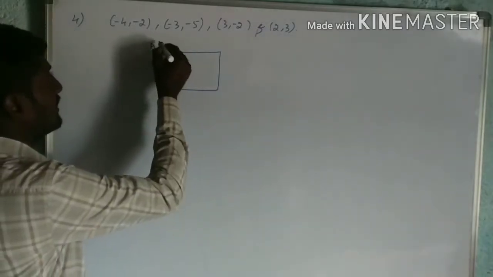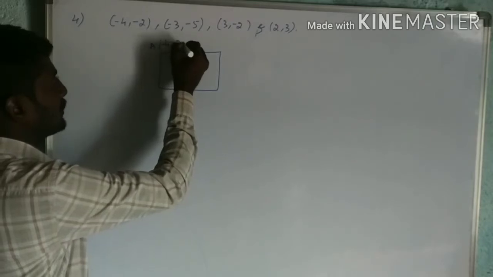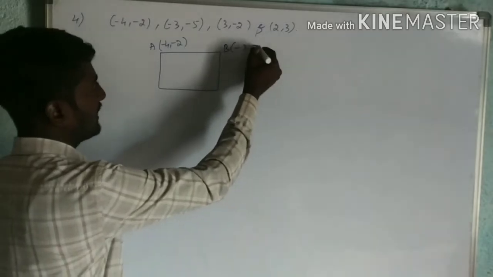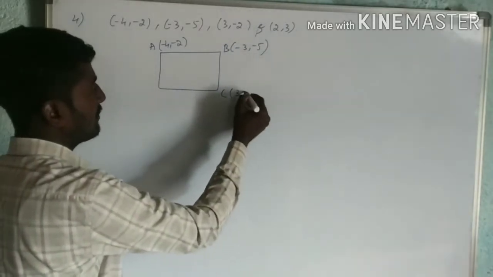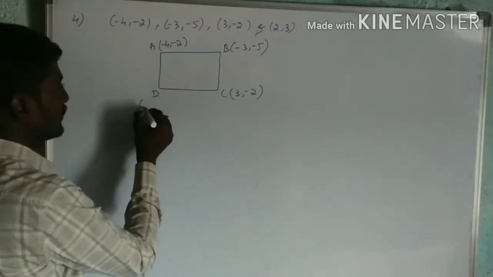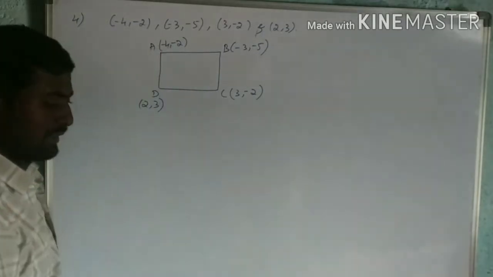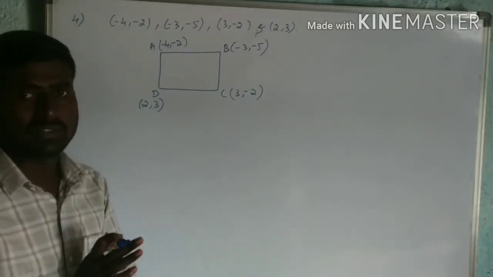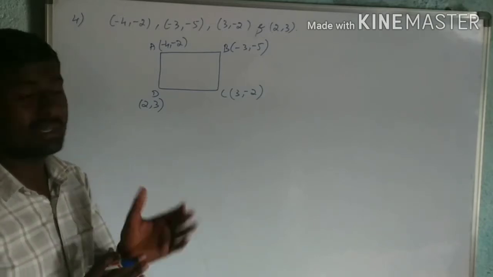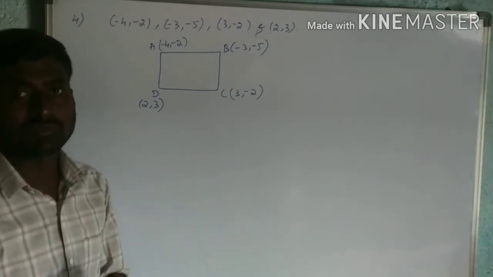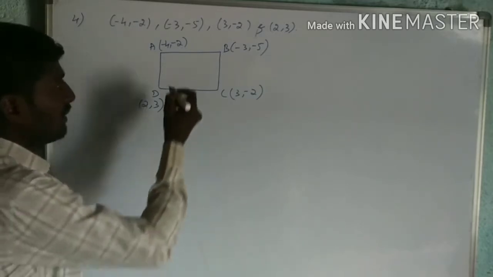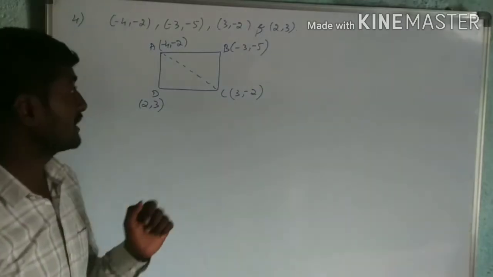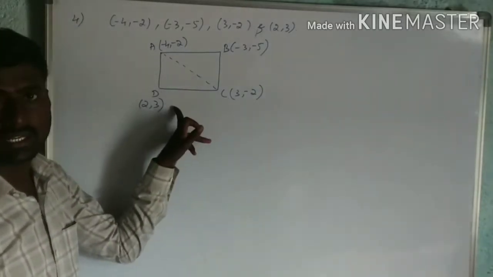This I will take as A. So A is minus 4 comma minus 2, taken in order. Okay. So now B is minus 3 comma minus 5. C is 3 comma minus 2. D is 2 comma 3. They ask you to find the area of this quadrilateral ABCD. So already you know the concept of how to find the area of a triangle if the 3 vertices are given. Now I will draw the diagonal AC. Here 2 triangles are formed. Which are those? ACD, one triangle.